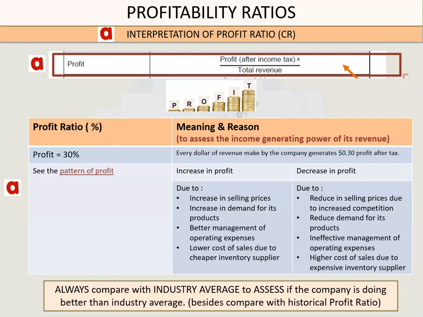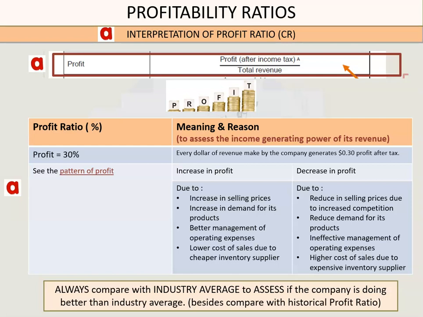Now, how do we interpret this ratio? Again, there is no fixed guideline on what number is good, but of course you want the profit ratio to be higher. As you compare with industry average or even past years, you want to see an increase or a higher ratio. Now, let's say the profit ratio is 30%. That means every dollar of revenue made by the company is able to generate 30 cents profit after tax.